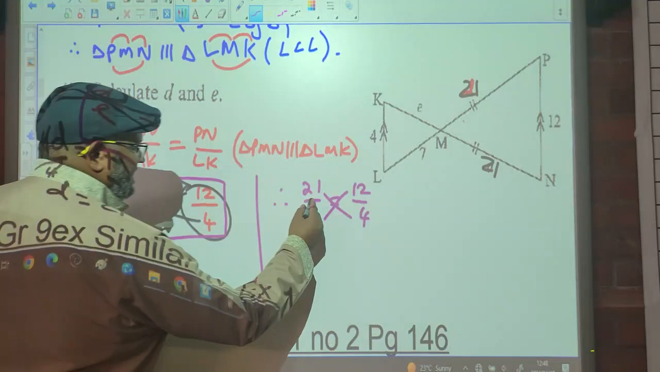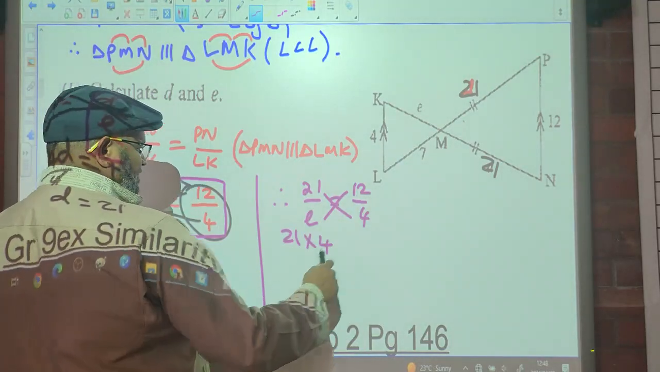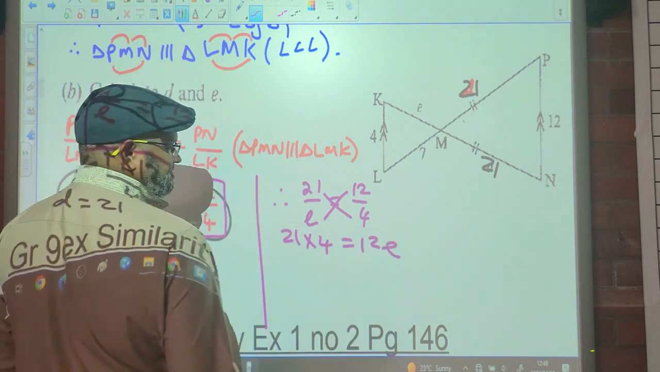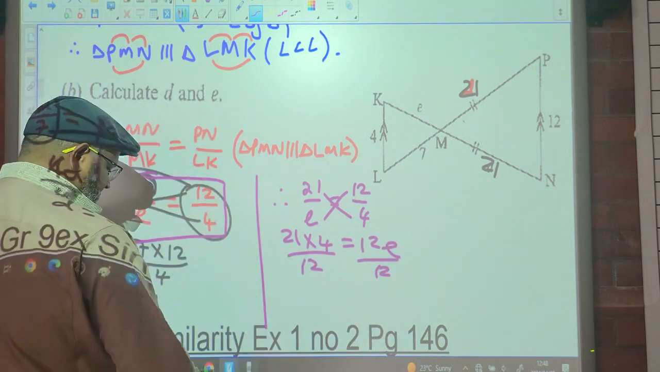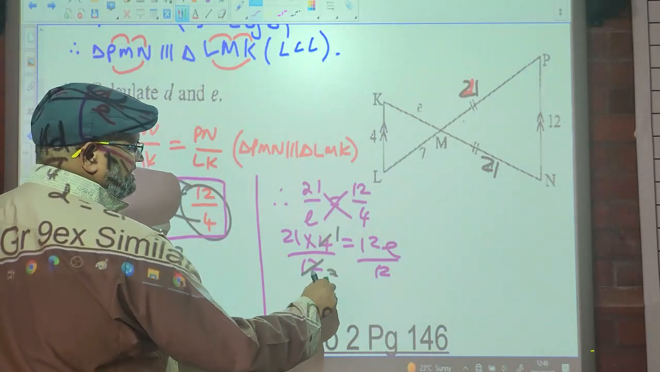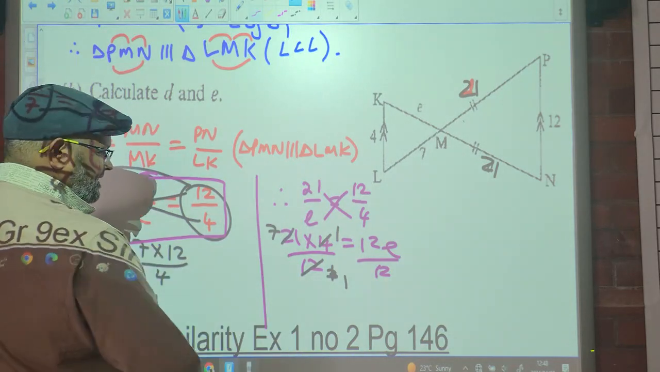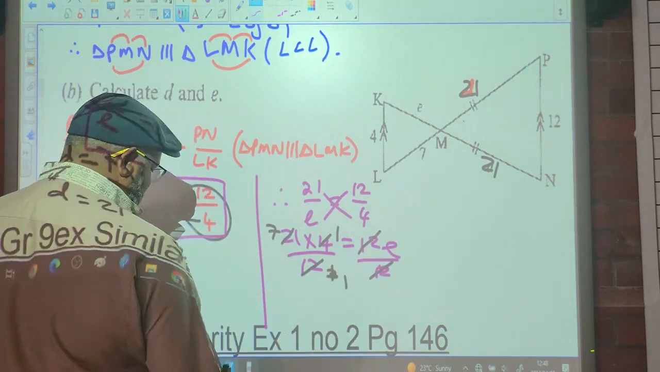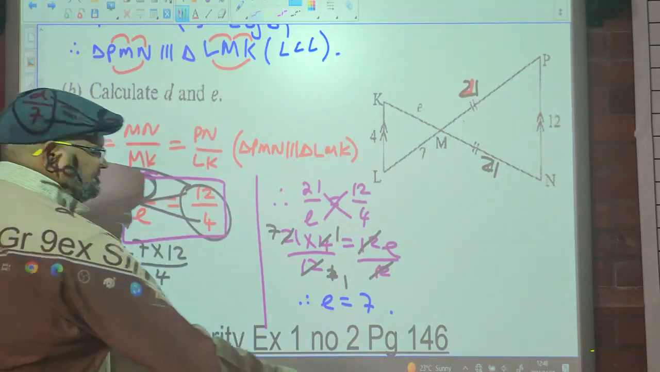Alright, so we cross multiply. 21 times 4 is 84, or 4 times 12E. How do I get E on its own? Divide by 12 both sides. 4 going into 4 once, 4 going into 12, 3 times. 3 going into 3 once, 3 going into 12, 7 times. Now of course this cancels, so E is equal to 7.